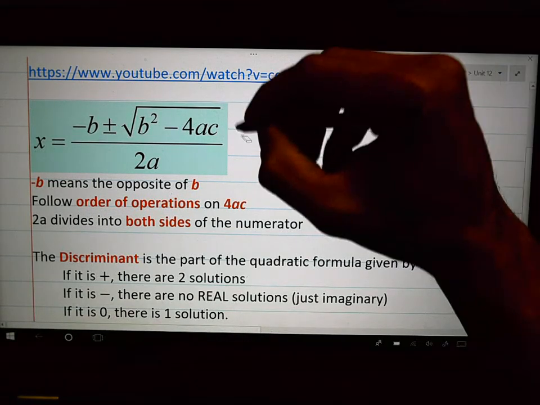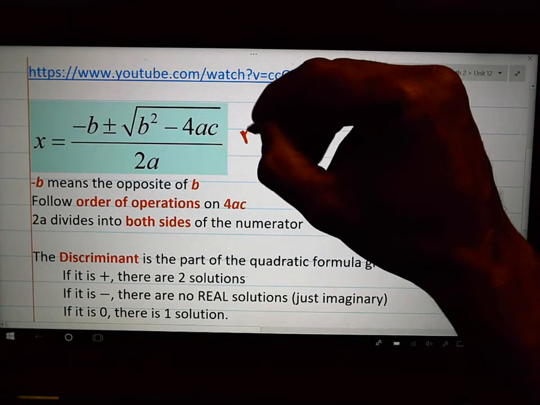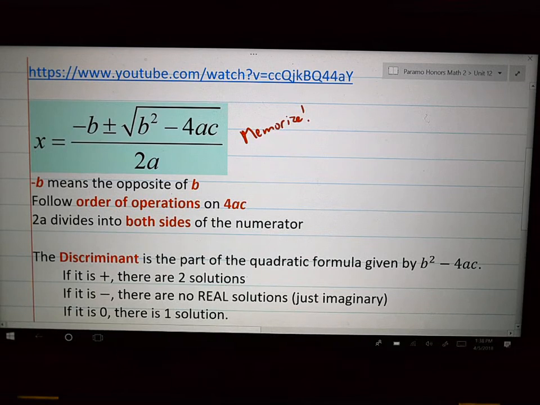You can put that right here. Memorize, so that way when you look at your notes, you'll be able to know. I'm expecting you to know it. I'm not going to give it to you.